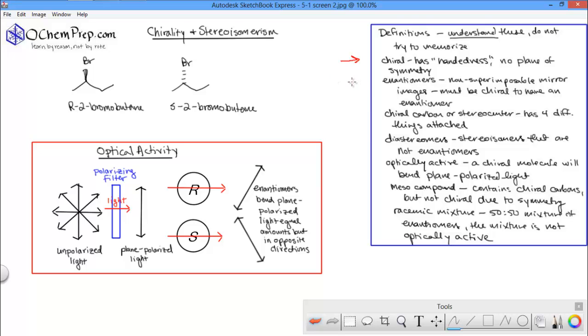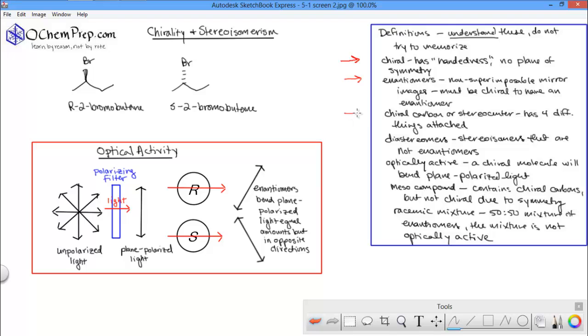Now, when we look at molecules, a chiral molecule will have a non-superimposable mirror image. Those two molecules, the non-superimposable mirror images, are called enantiomers. So these two molecules, R-2-bromobutane and S-2-bromobutane, are said to be enantiomers.